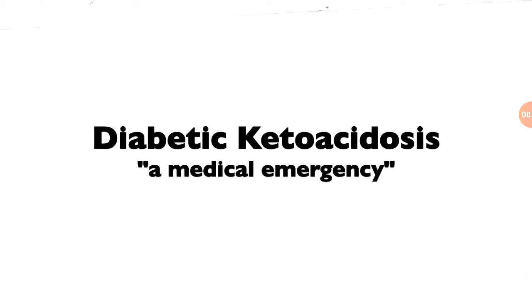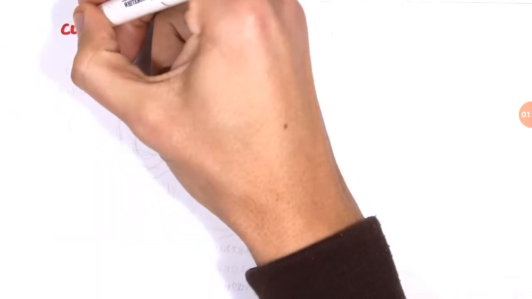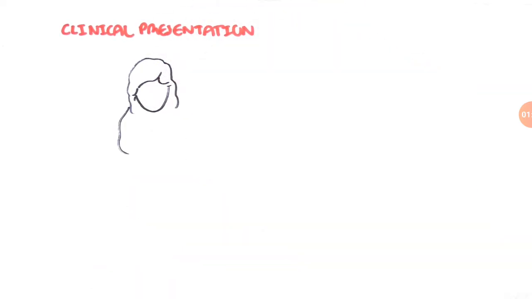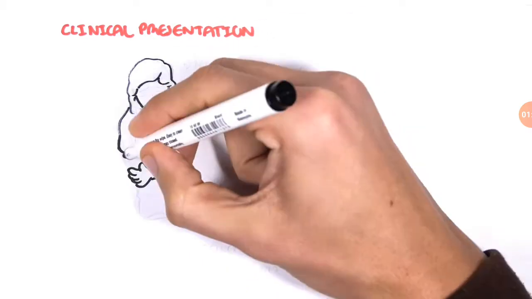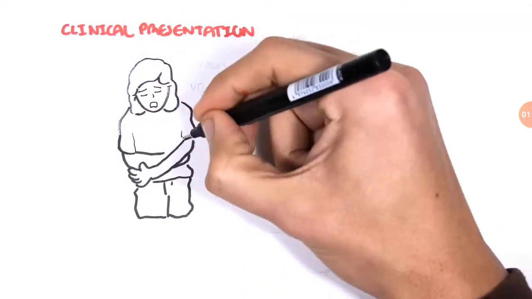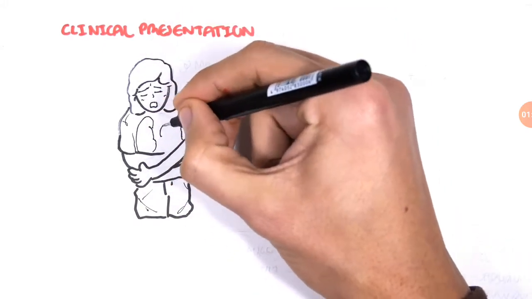Hello, in this video we're going to talk about diabetic ketoacidosis. This is an introduction and overview. It is important to know that diabetic ketoacidosis is a medical emergency, especially in type 1 diabetic patients. But it is known that it can also occur in type 2 diabetes. As the name suggests, it has to do with acidity. So there's an increase in acidity in the blood, essentially.